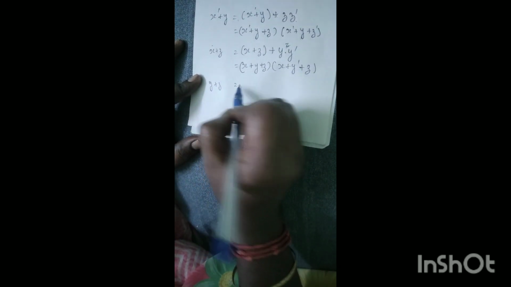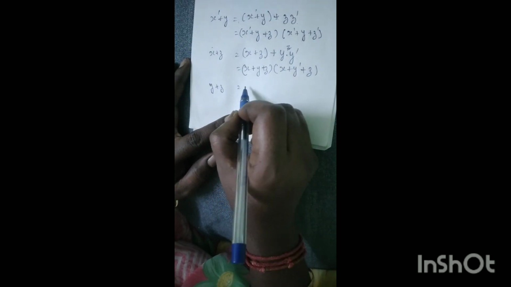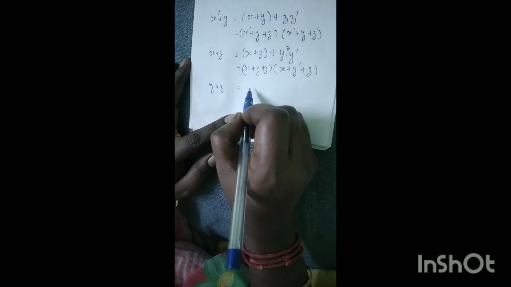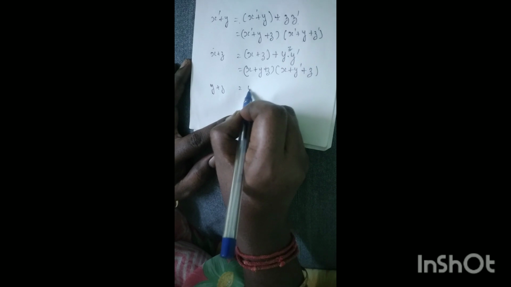Then we take the last OR term, y plus z. Y plus z means we don't have x here, so we should include x in the form of product of normal and complement form. We write y plus z.